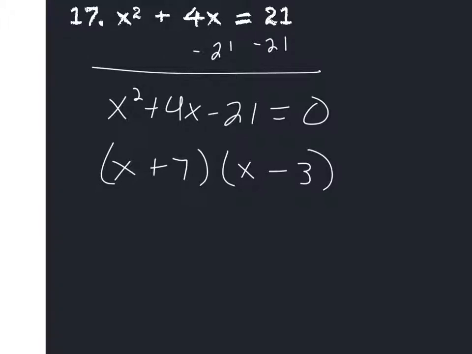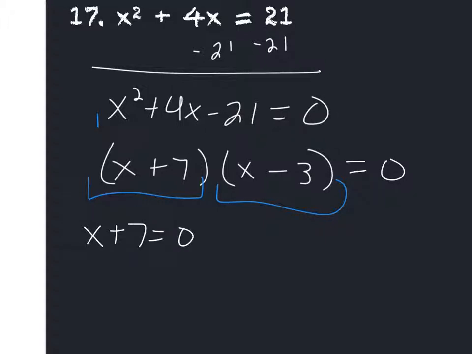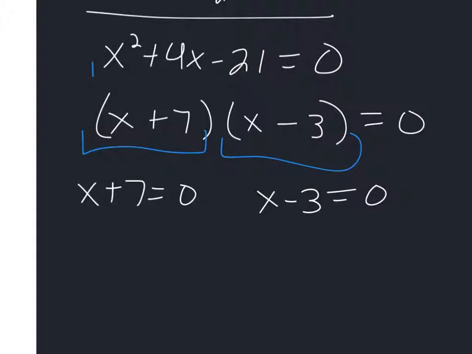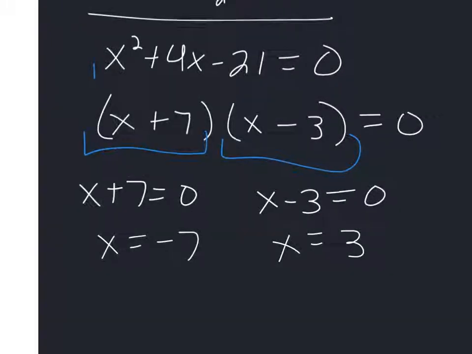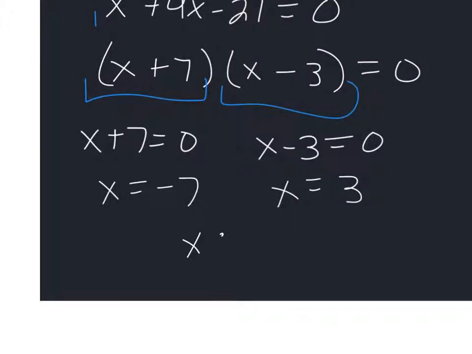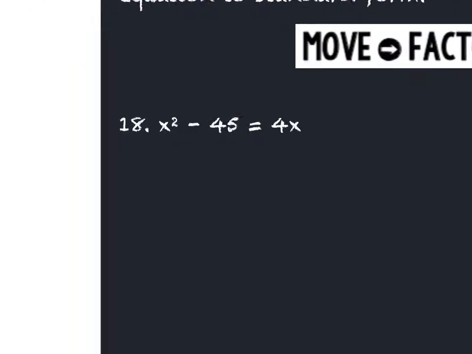Then you would set each of these factors equal to 0, which I forgot to bring down. I'm sorry, equal to 0. So that's going to be x plus 7 equals 0 and x minus 3 equals 0. Which when you solve these two equations, you get negative 7 and positive 3. And those would be your two solutions. Negative 7, positive 3.